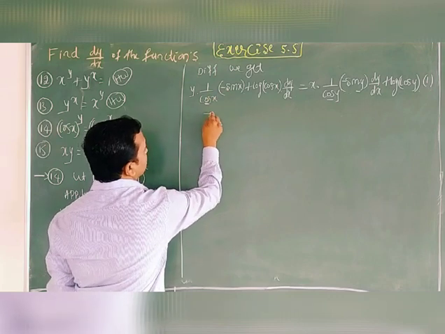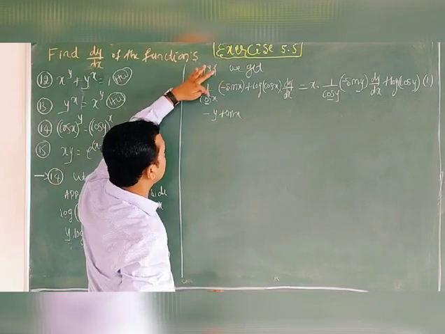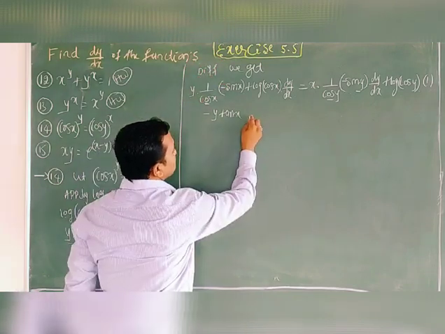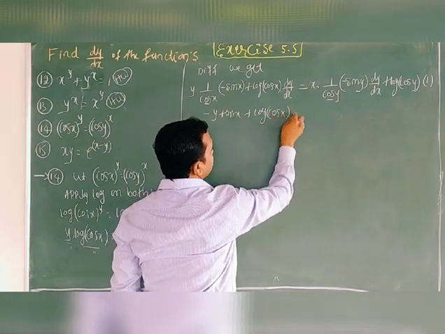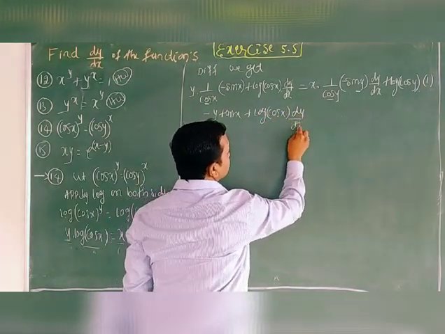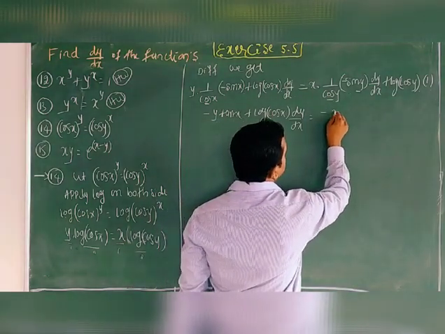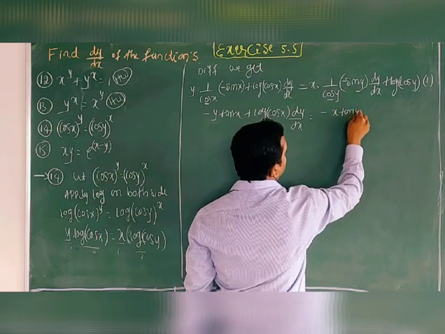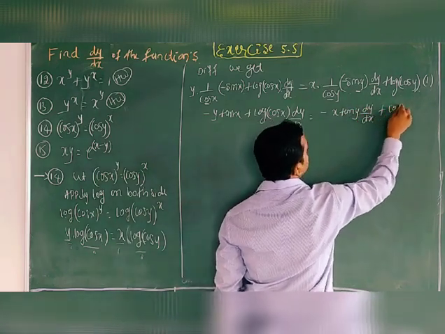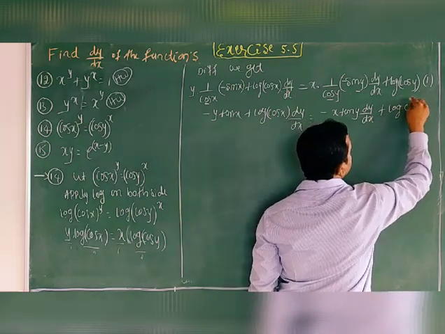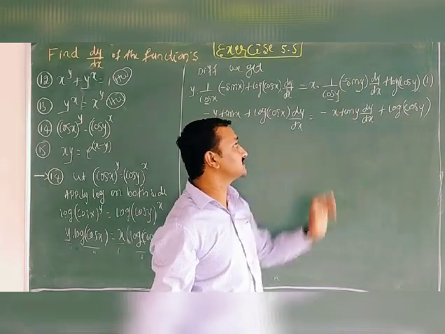This is minus y into tan x. It is clear because sin x divided by cos x is tan x. So plus, this is log of cos x into dy by dx. Okay, then that is equal to, this is also minus x into tan y into dy by dx, plus log of cos y as this. Okay, so this is minus, then sin y by cos y is tan y.